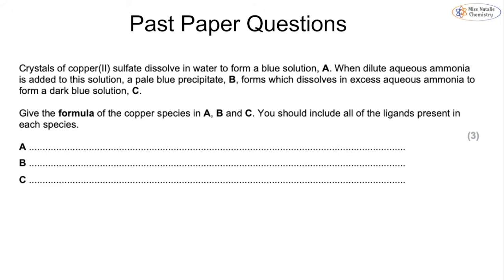So this first question is talking about copper 2 sulfate, and it tells us a little bit of information about the different reactions it can undergo. So the crystals of copper 2 sulfate dissolve in water to form a blue solution. This is the hydrated substance. So this is when we surround it with those water molecules, and we know that that is going to form a complex with 6 waters being attached, and that has a 2+ charge.